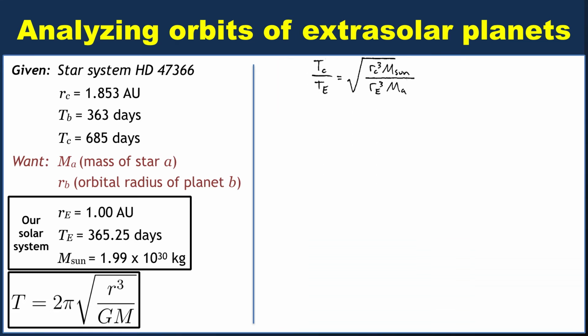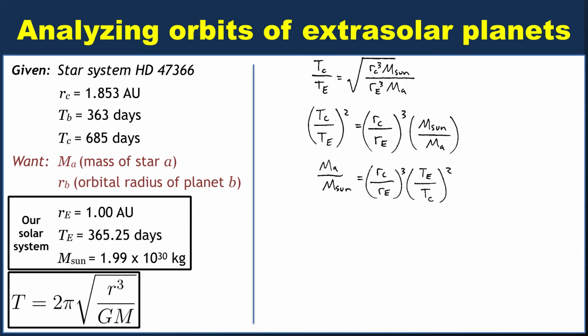But now that we have this, let's square both sides, because ultimately we're trying to solve for m sub a. And now you can see how we can rearrange this to solve for m sub a, right? Let's multiply both sides by m sub a over m sun, and divide both sides by tc over te squared. So we do that, and now we have an expression for m sub a over m sub sun, and now we can put in the numbers, right? Because we know the values of rc, re, te, and tc. We figured all those out at the beginning.